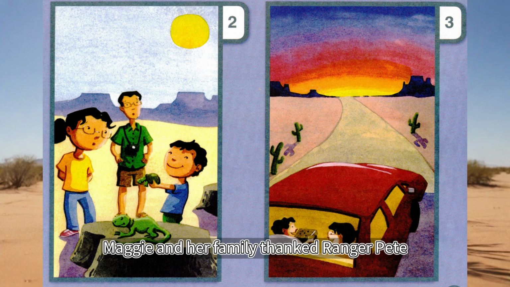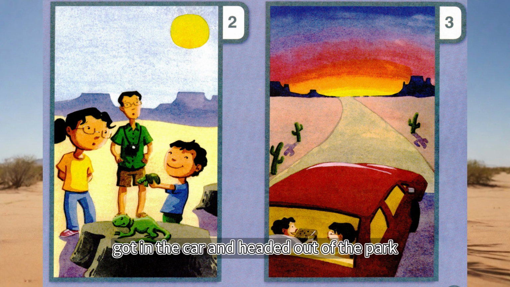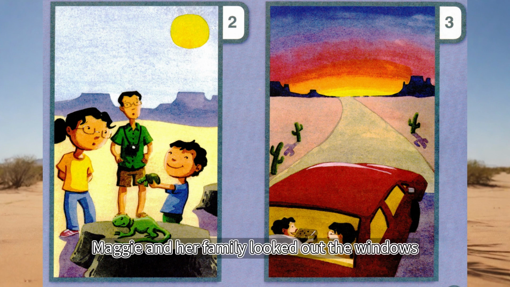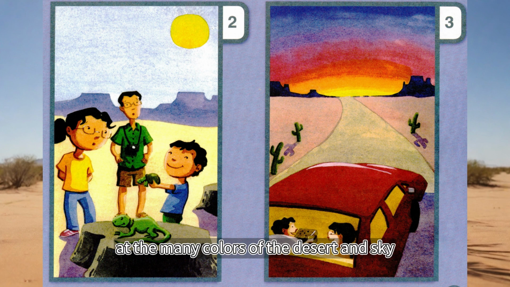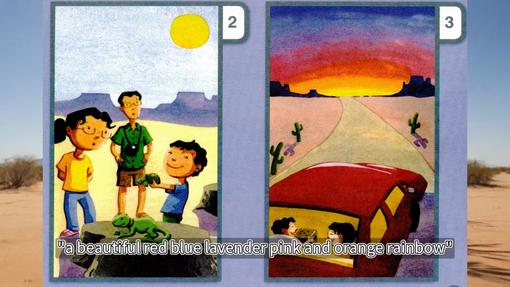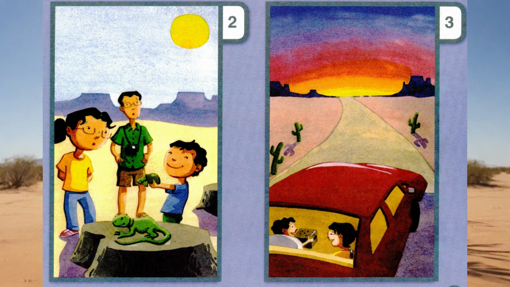Maggie and her family thanked Ranger Pete, got in the car, and headed out of the park. It was almost dusk, the time just after the sun sets. Maggie and her family looked out the windows at the many colors of the desert and sky. "Wow," said Papa, "look at all those colors." "Rainbow," said Diego. "It does look like a rainbow," said Mama. "A beautiful red, blue, lavender, pink, and orange rainbow." The end.